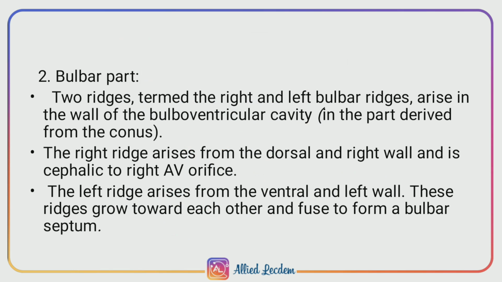Bulbar part. Two ridges, termed the right and the left bulbar ridges, arise in the wall of the bulboventricular cavity. The right ridge arises from the dorsal and right wall and is cephalic to the right AV orifice. The left ridge arises from the ventral and the left wall. These ridges grow towards each other and fuse to form the proximal bulbar septum.